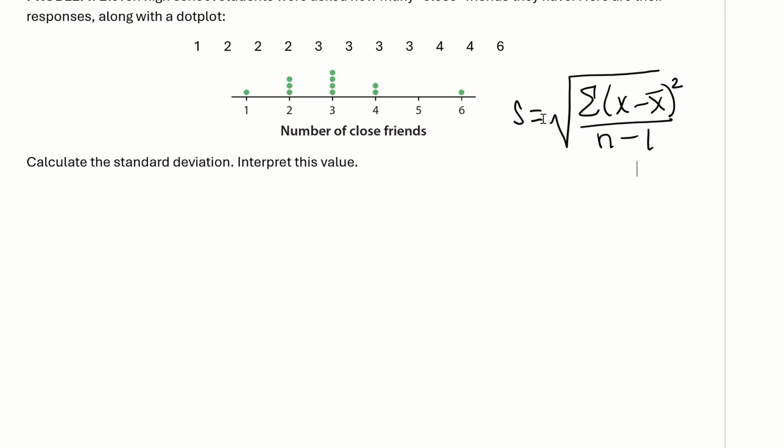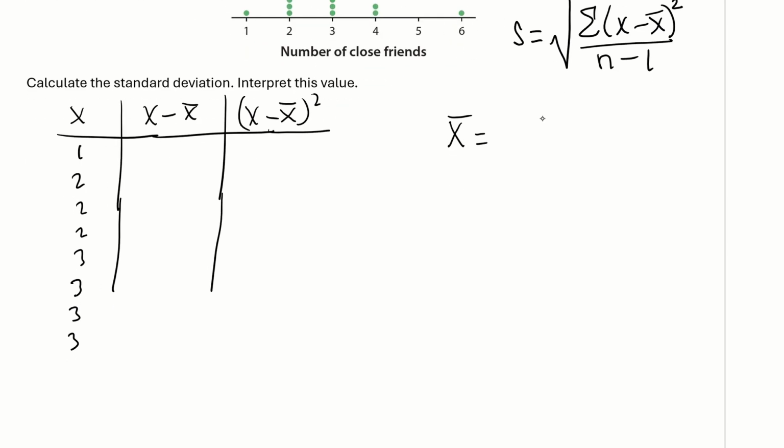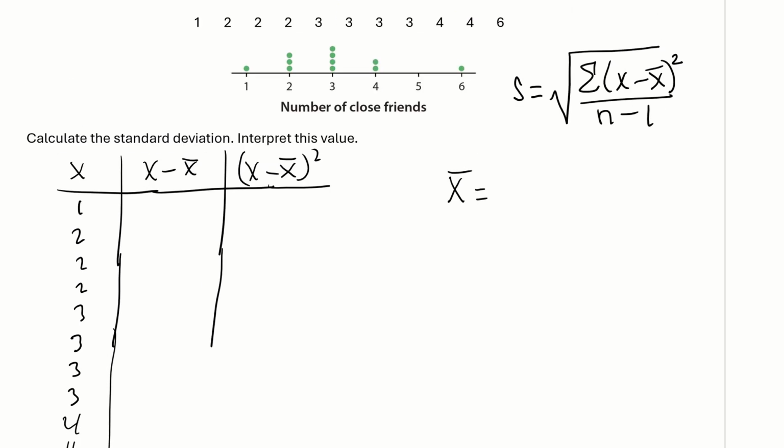So in order to calculate this, we need a table that has x minus x bar and x minus x bar squared. And in order to calculate this, we would need to know what x bar is. So let's figure out what x bar is. We're going to put all these numbers down here. They don't have to be in order when you do this, by the way. Having them in order just makes it a little bit easier, but it's not necessary.